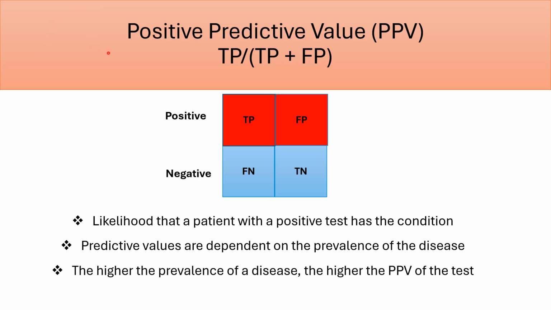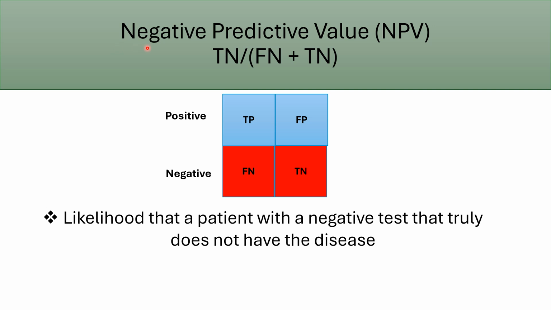Let's understand the meaning of positive predictive value. Positive predictive value is the likelihood that a patient with a positive test is truly positive, is having the disease. Predictive values are dependent on the prevalence of the disease, meaning that the higher the prevalence of a disease, the higher the positive predictive value of the test. On the other hand, the negative predictive value is the likelihood that a patient with a negative test is truly negative, that this patient doesn't have the disease.